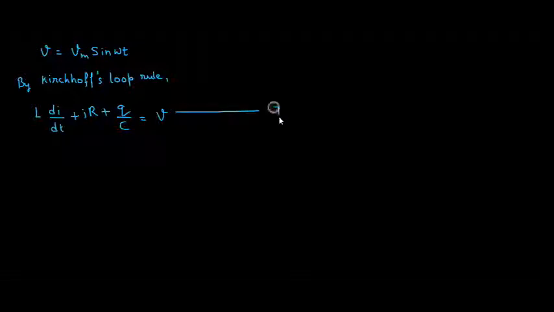we can write by Kirchhoff's loop rule, L di/dt plus IR for the resistive circuit and Q/C for the capacitive circuit is equal to V. This is equation number 7.20 from your book.